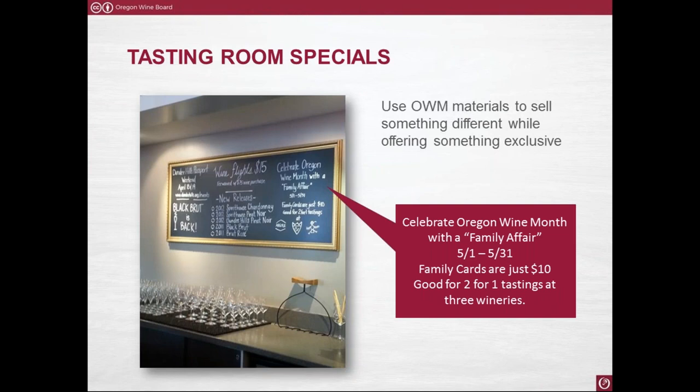Here we see a tasting room special using Wine Month materials to sell something different while offering something exclusive. This is the Dundee Hills Passport pictured here. Family cards, as they called them, offered 2-for-1 tastings at 3 wineries. I like to use this example from a past year because these sorts of promotions are relatively quick to implement with relatively low overhead. So if you and your neighbors find occasion to collaborate on something like this, they're usually pretty quick to turn around with pretty low overhead. And don't forget, of course, you can list promotions like this in our general events calendar through May for added exposure.